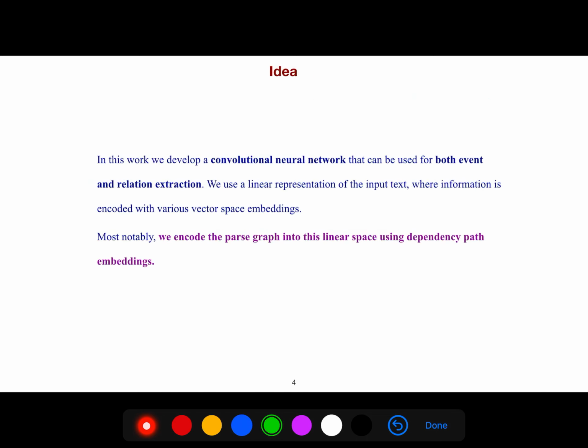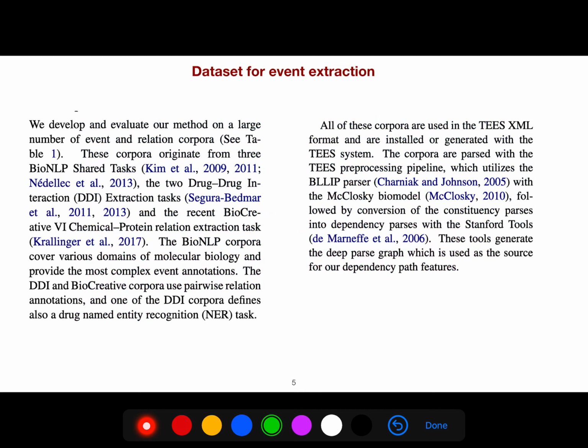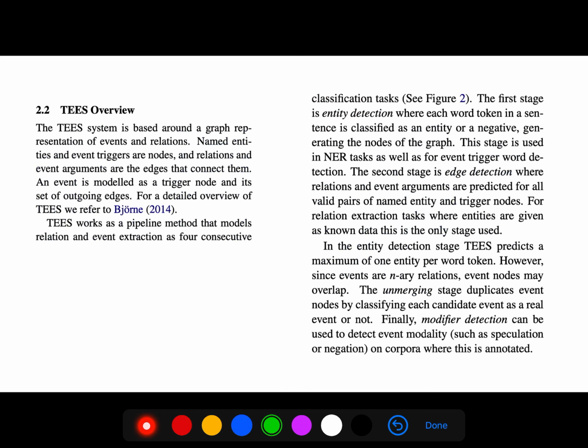So they developed a CNN that can be used for both event and relation extraction. And they use a linear representation of input text where information is encoded with various vector space embeddings. So we encode the parse graph into this linear space using dependency path embeddings. We developed an evaluation method on a large number of event and relation corpora. For example, in BioNLP, you can use these data sets.